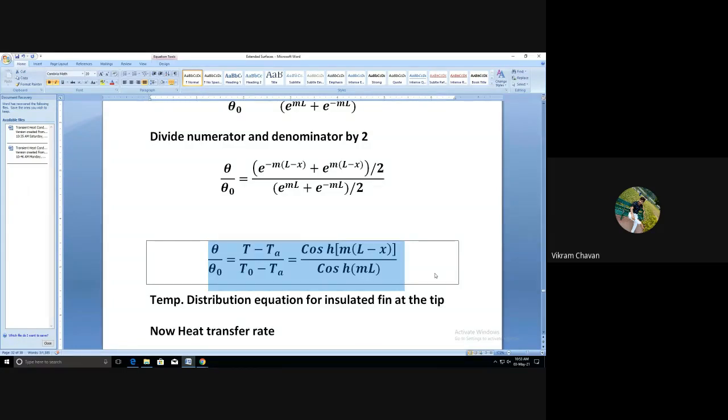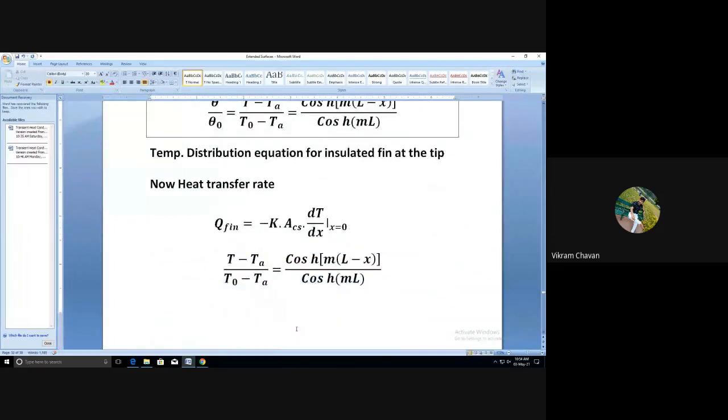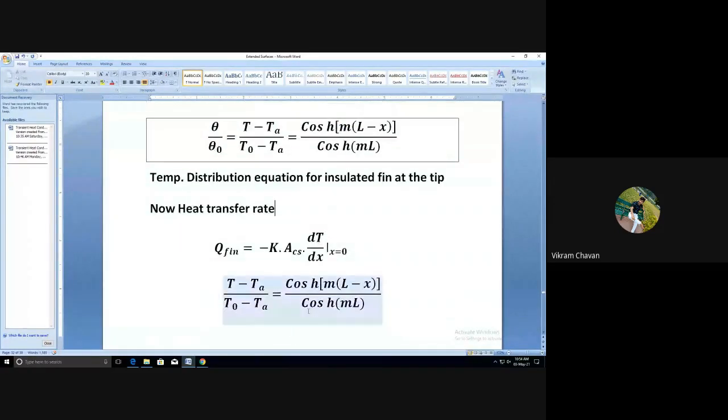Is everyone getting it? Now next we have to determine the heat transfer rate. For the determination of heat transfer, we have to consider the heat transfer at the base of the fin. That is, whatever heat the fin receives is dissipated to the surroundings, and the fin transfers that much heat, so we can consider that. So that we can say Q fin.